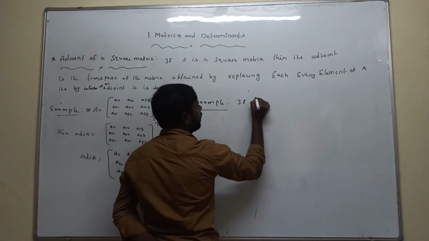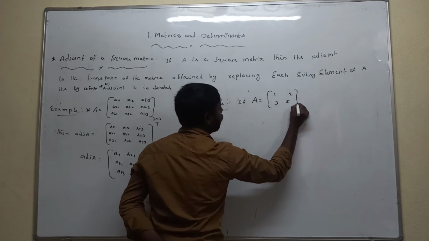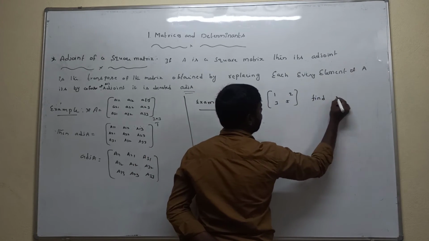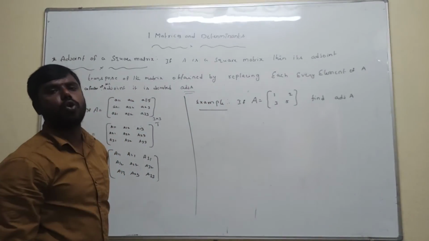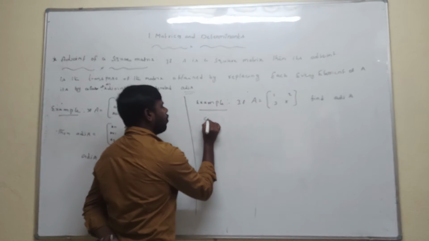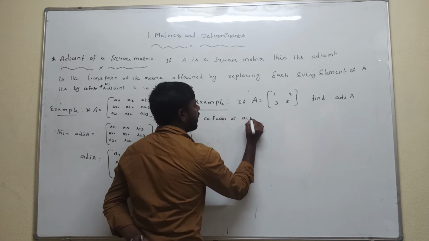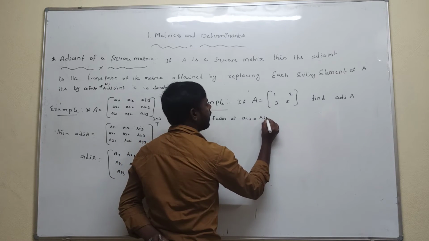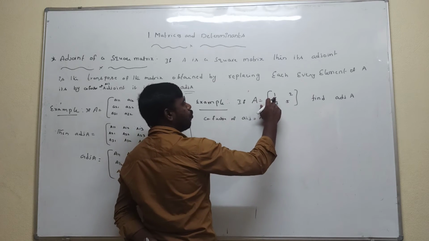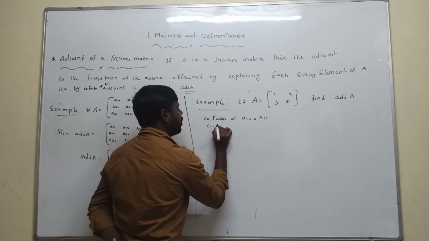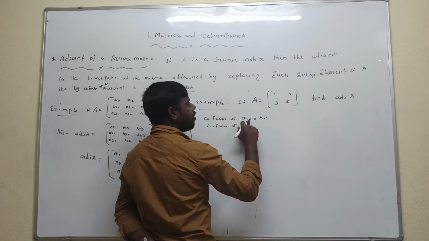If capital A is equal to [[1, 2], [3, 5]], find the adjoint of A. First we need to calculate the cofactor of each element. What is the formula for the cofactor of aij, denoted capital Aij? Here i is the row and j is the column. The element 1 is present in the first row, first column, so we need the cofactor of 1, which is A11.